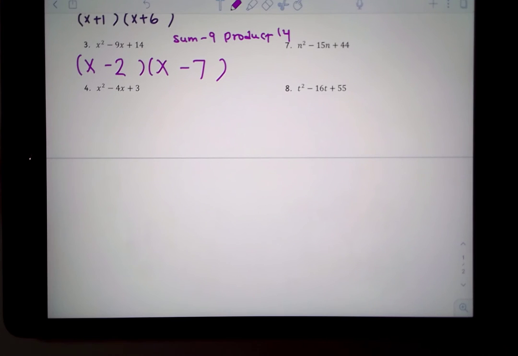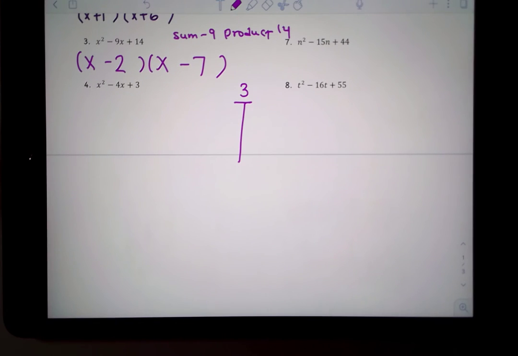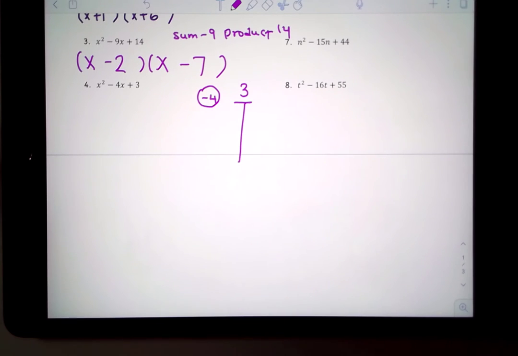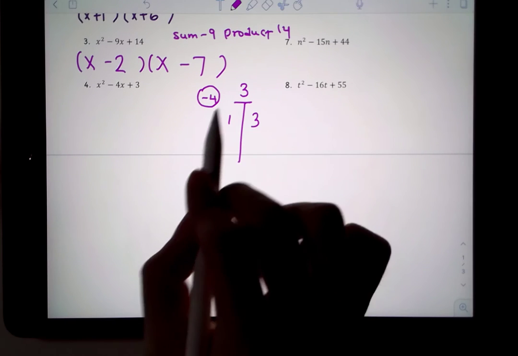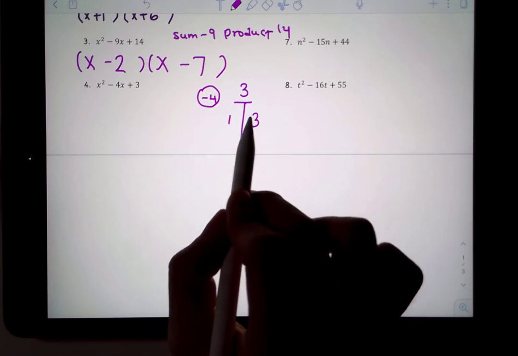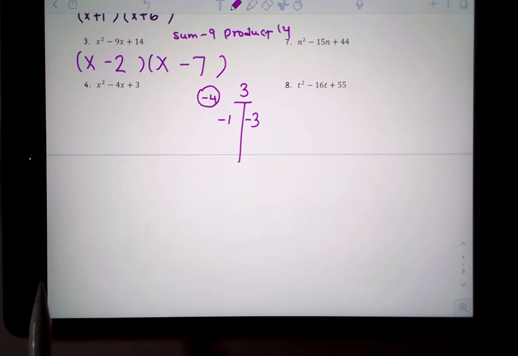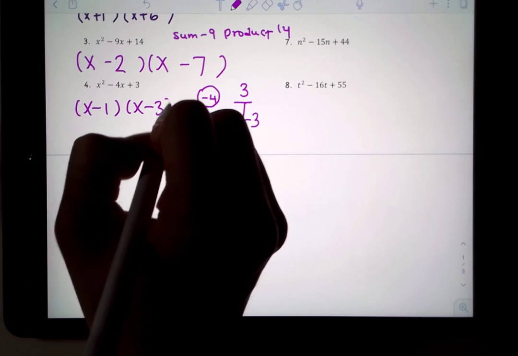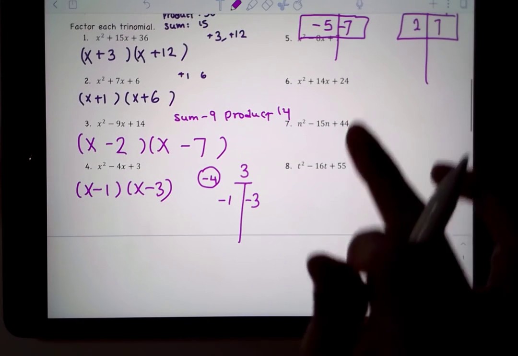We break down C, right? So 3, and then my sum is negative 4. I want to get negative 4. Break it down. 3 is 1, 3. Sum is 4, but I want to get negative 4, so you just make it negative, negative. And then your factors: x minus 1, x minus 3. Okay? Move on. Number 5.